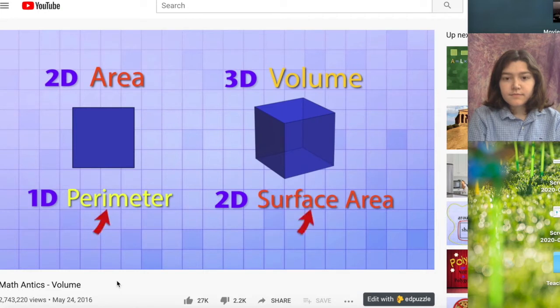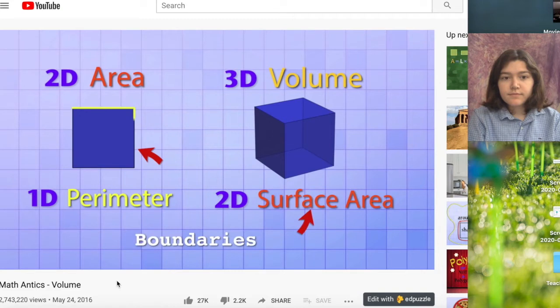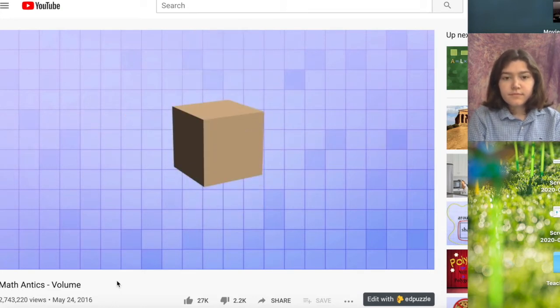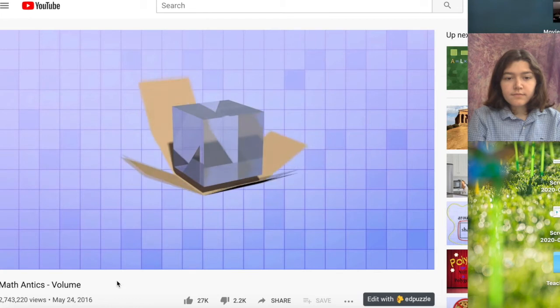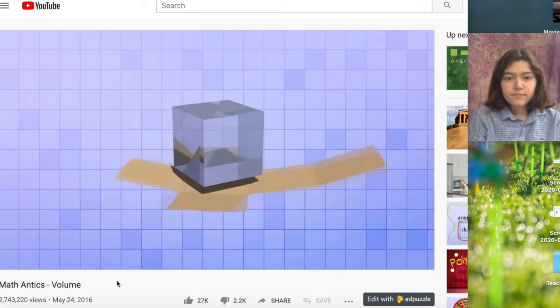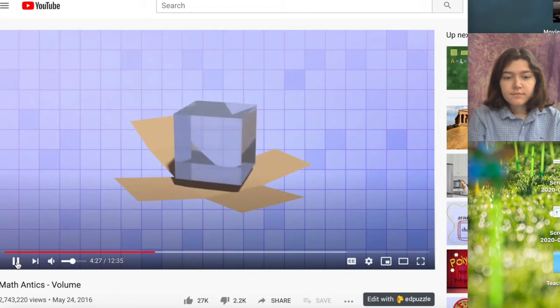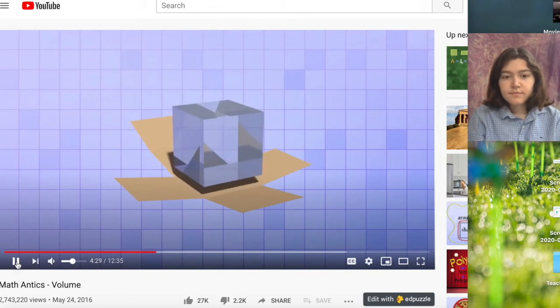Perimeter and surface area are both outer boundaries of geometric shapes. Perimeter is the one-dimensional outer boundary of a two-dimensional shape, and surface area is the two-dimensional outer boundary of a three-dimensional shape. And to help you see the difference between surface area and volume, imagine that you have a perfectly thin box filled with ice. If you unfold the box, you can see the 2D area that surrounds the volume, while the volume itself is the amount of 3D space occupied by the ice inside the box.